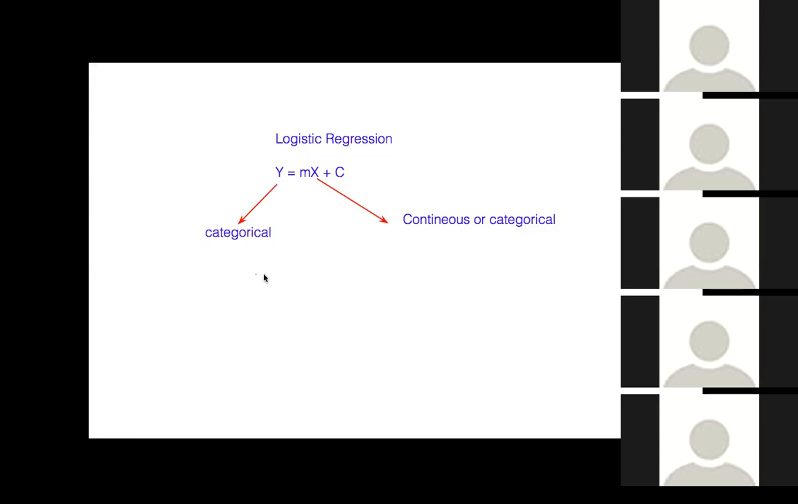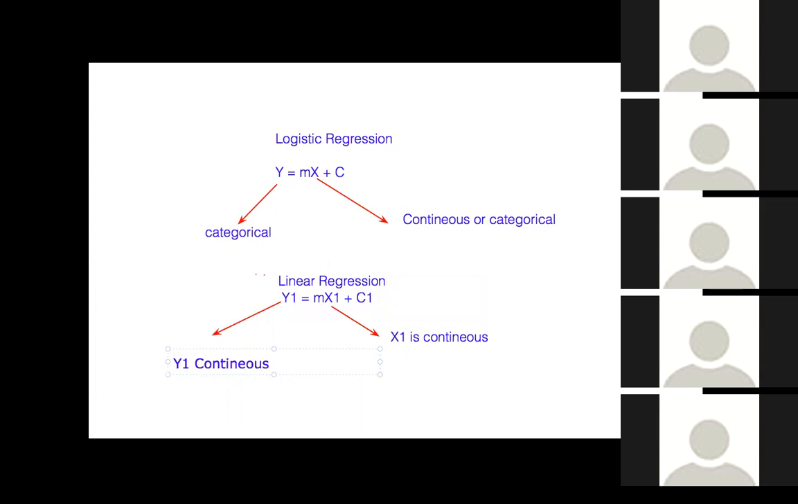So if I just compare it with linear regression for better clarity. Linear regression: y1 is equal to m1x1 plus c1. Let's say this is a different equation, and here you find that your x1 is continuous and your y1 is also continuous. Both x1 and y1 are continuous. That means it is not logistic, it is linear.